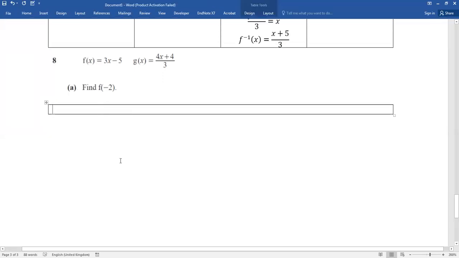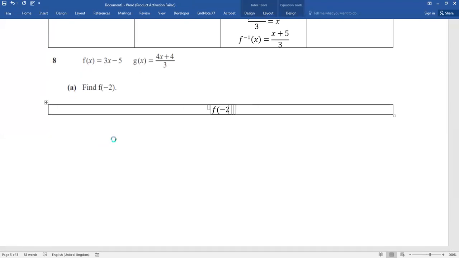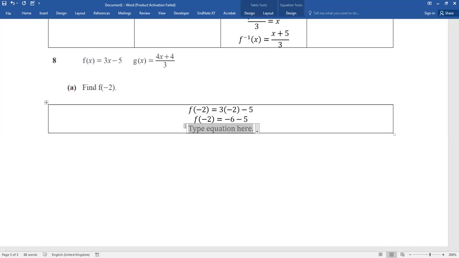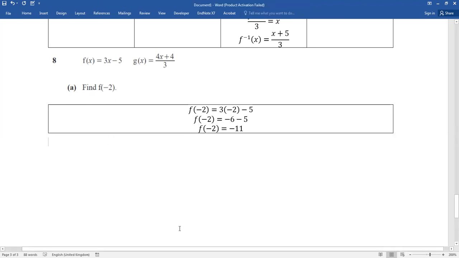Yes, class. So now 2 functions have been provided. One of them is called f(x). The other one is called g(x). Part A is expecting us to find f of -2. So wherever we have x, we write -2. -6, -5. People don't do this directly in the calculator as well because calculators are allowed for this part.